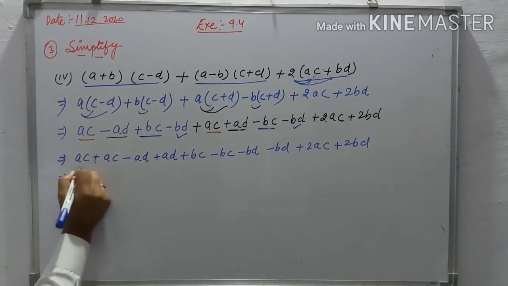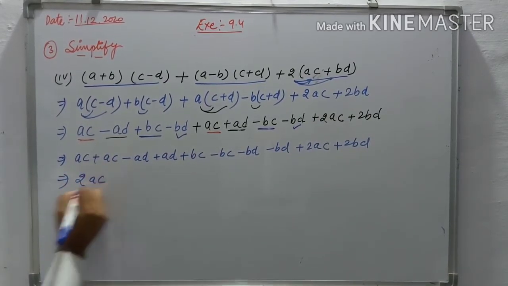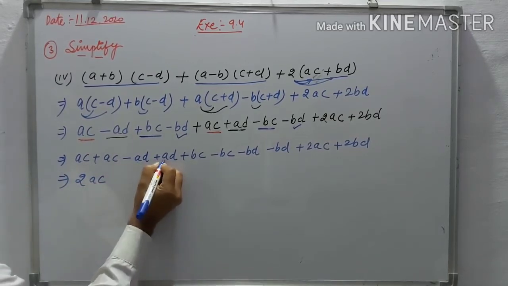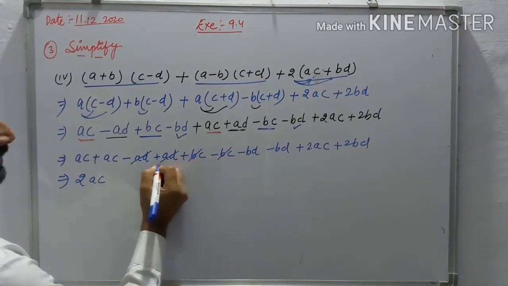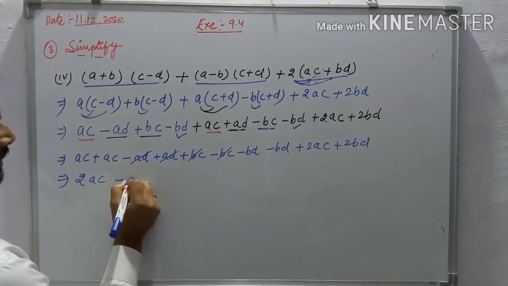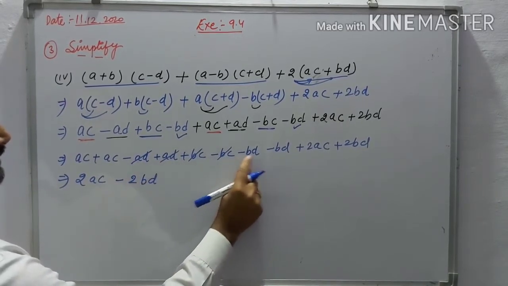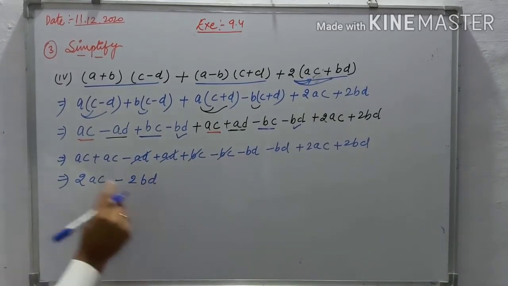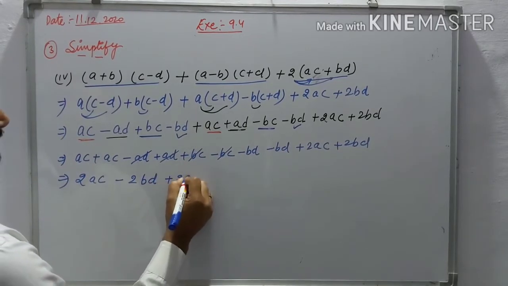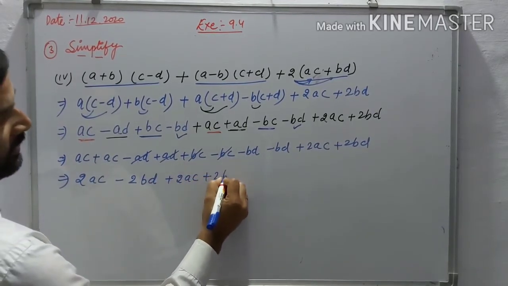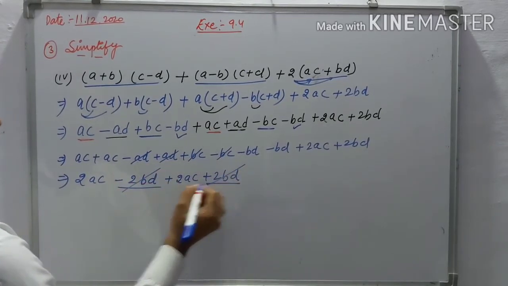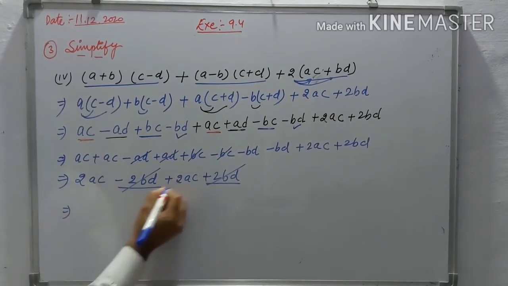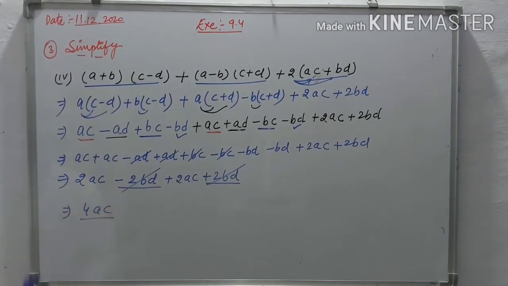Now AC AC same, 2AC. Minus AD and plus AD cancel, plus BC and minus BC cancel, they are same, and minus BD, BD plus BD is 2BD but the sign is minus, and additional 2AC and plus 2BD, again we'll see minus 2BD plus 2BD cancel, and 2AC and 2AC is 4AC. So the final answer is 4AC.